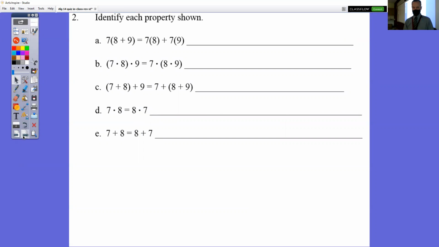We're skipping that question. We're going to question number 2. All right. Go ahead and try this one, please. Identify each property that's shown. All right, go ahead and try number 2, please.